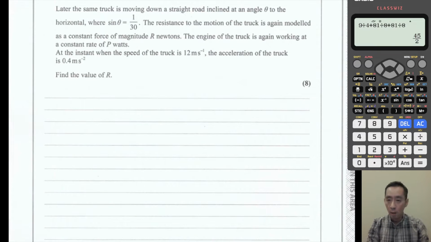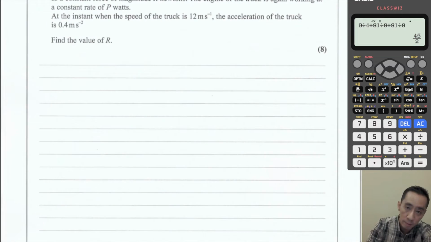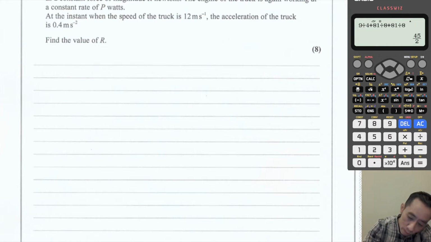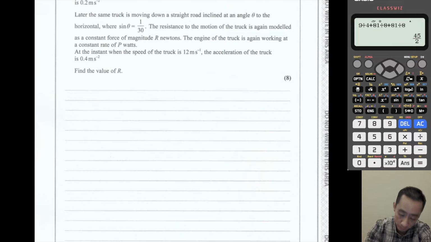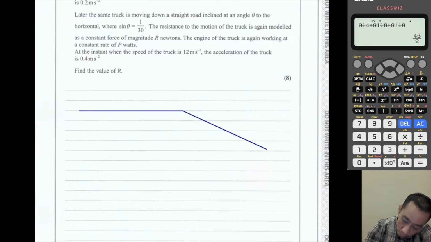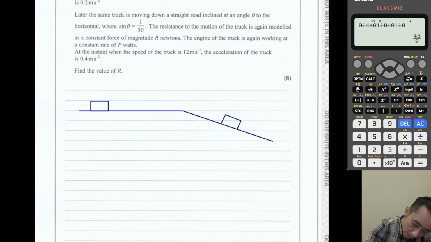Okay, so now let's look at these questions here. What I am going to do is try to draw the two situations. The first situation is horizontal, and after that, the incline. Okay, so we have the truck here, and for this one the mass is 900 kilogram.